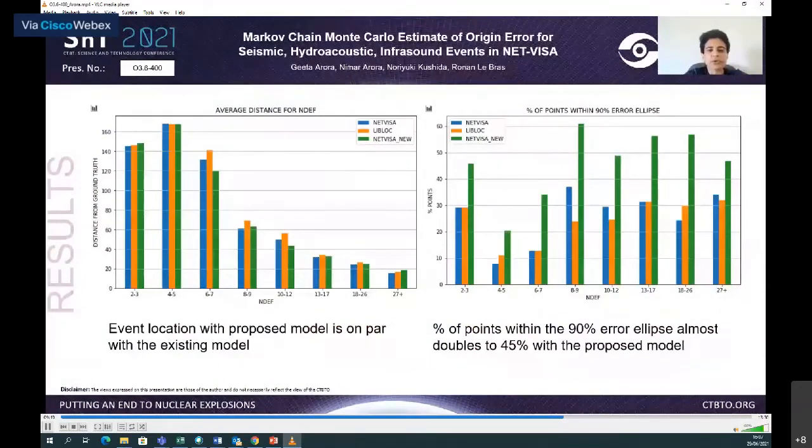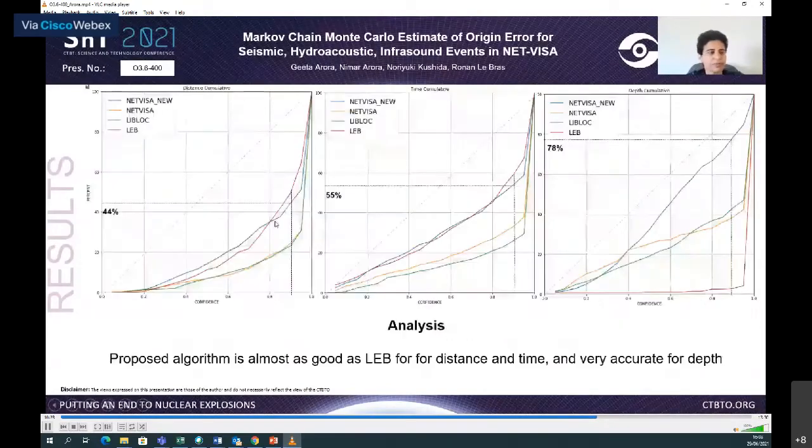Now, these graphs show how the 3 models compare to each other. The new bars are the green bars with the new NetVisa model. And as you can see in the graph on the left, the event location of the new model is on par with the existing model, which is in blue. So the event is not any further or any closer in general to the ground truth compared to the existing model. The graph on the right is where all the action is. So you can see that the percentage of points that are within the 90% error ellipse almost double from 25% to 45% from the old model to the new model.